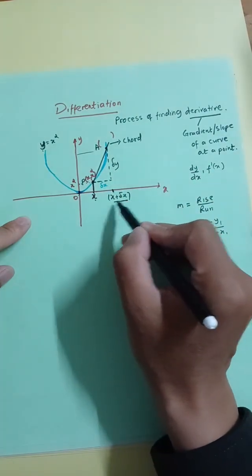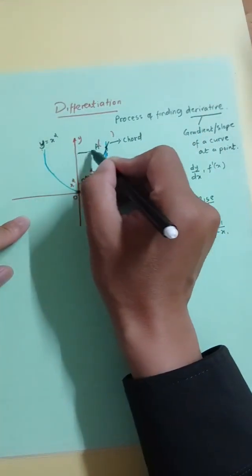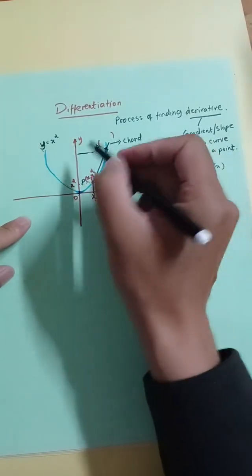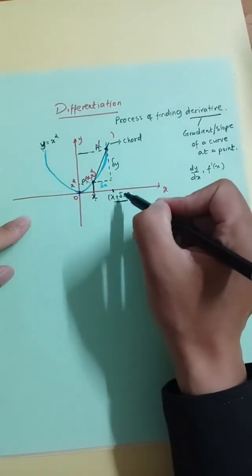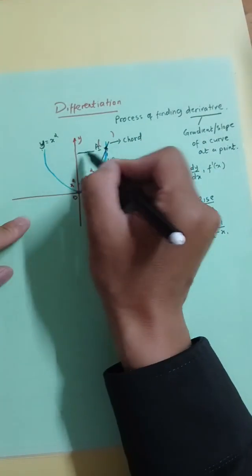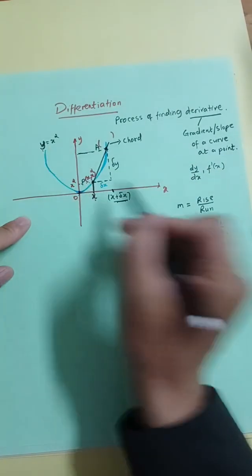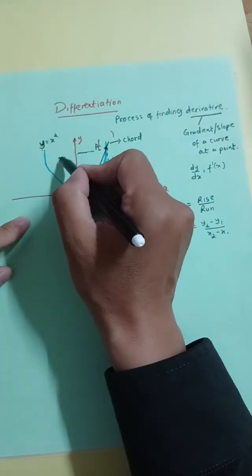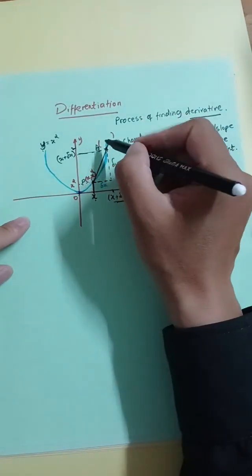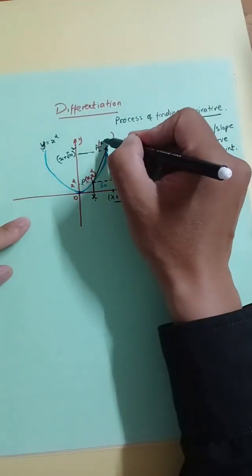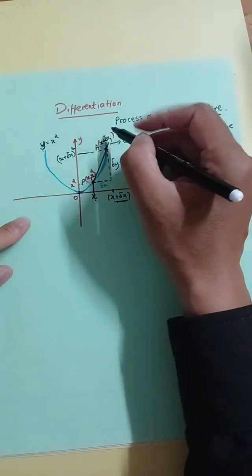When the value of x changes, the corresponding value of y also changes. The value of y is x square, so with x plus delta x, the value of y becomes x plus delta x whole square. So the coordinates of the new point are x plus delta x comma y value.